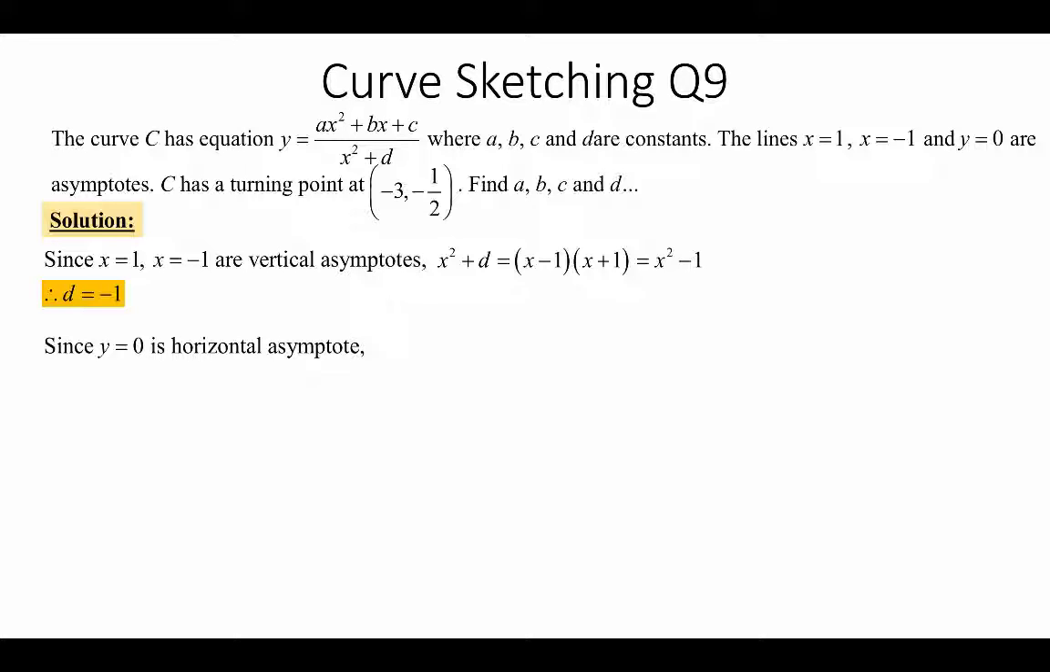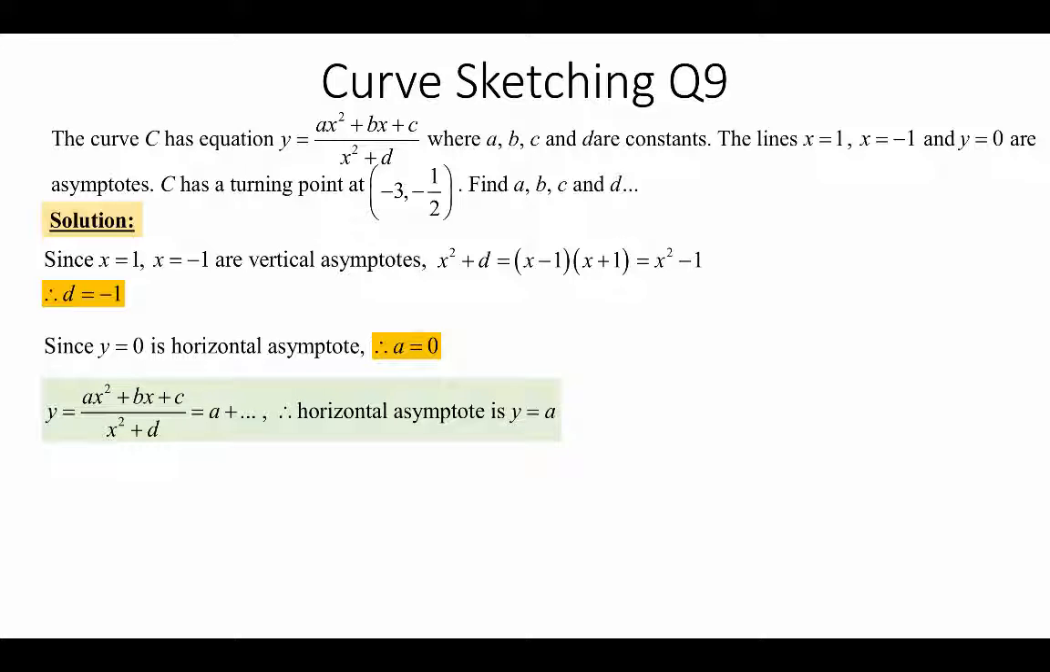Next, if y equals 0 is a horizontal asymptote, it will imply that a equals 0. That is because if we perform a long division on the equation, we will get a plus something else over x squared + d. And since y equals 0 is the horizontal asymptote, a in this case has to be 0. At this point, we are left with b and c to be found.